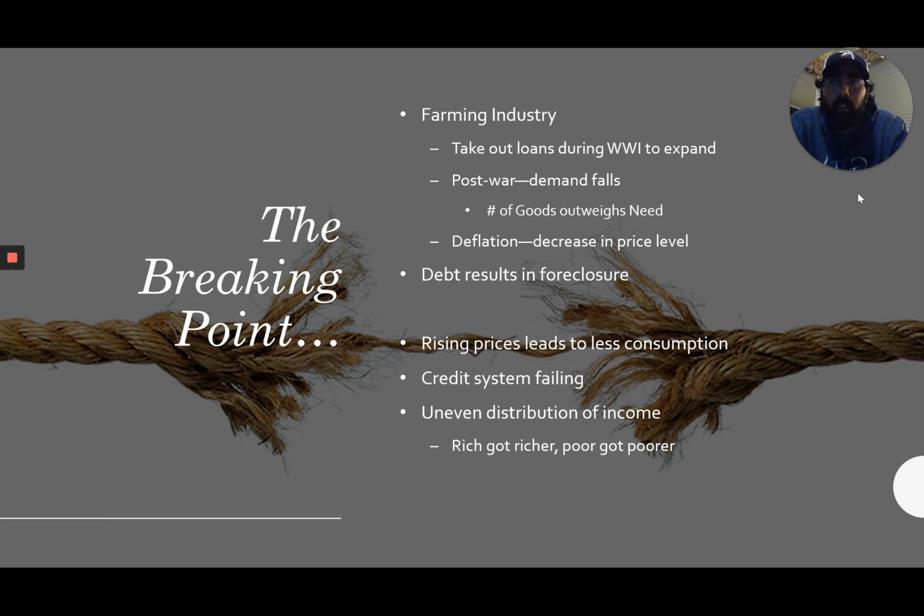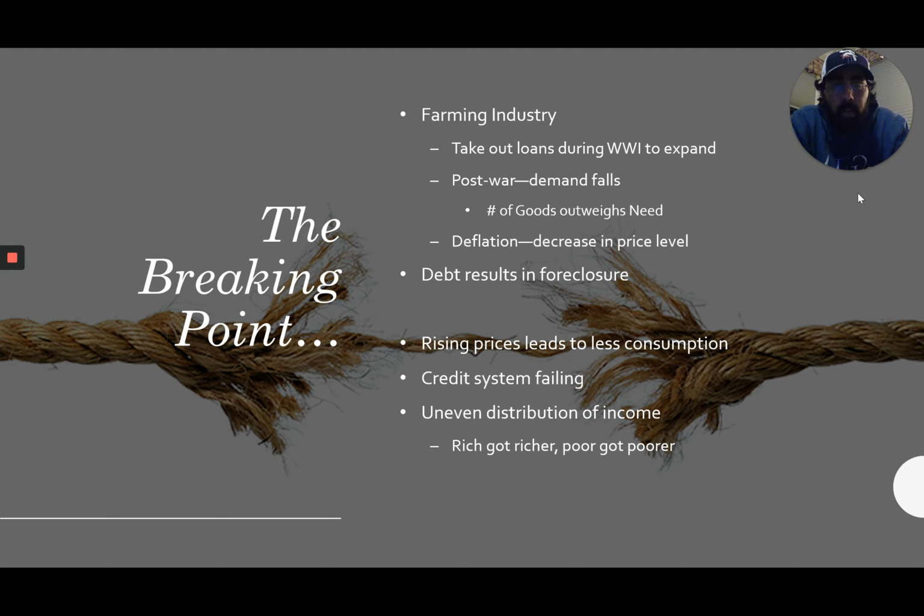But now the number of goods will outweigh the need for them, right? Will outweigh what the consumption level is at. And in turn, farmers will then decide to just burn their crops, dump their milk, because it's better to lose that than basically come out in the red, right? Make no profit.